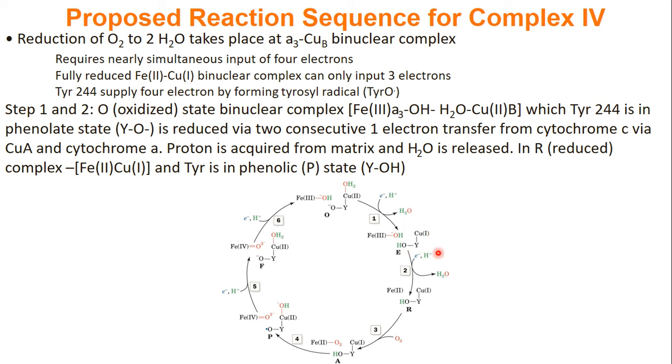Then in step 2, we have another cytochrome C coming in at the very same time as step 1, remember. We have a proton from the matrix again. This proton is going to connect to our OH on iron 3. We release another molecule of water, and now we're at iron 2. And tyrosine is in our, I have P state here, but that should be our R state.